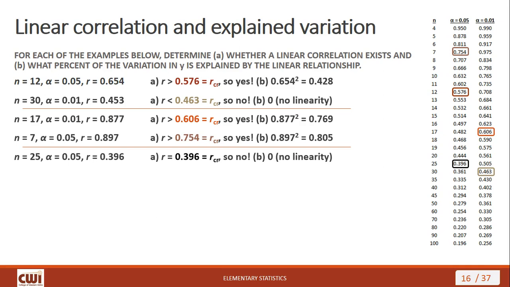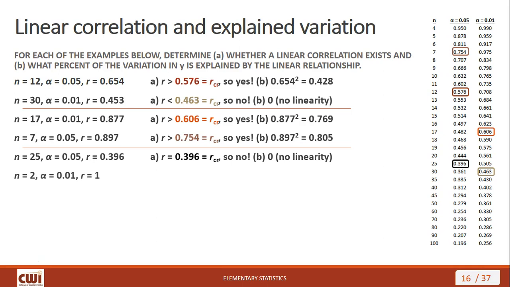So since we're not greater than our critical R value, we conclude there's not sufficient evidence to support a conclusion of linear correlation. And because there's no linear correlation, 0% of the variation in Y is explained by the linear relationship, because there is no linear relationship.